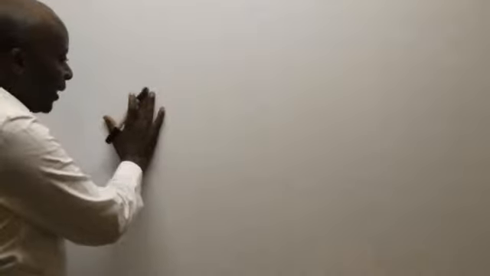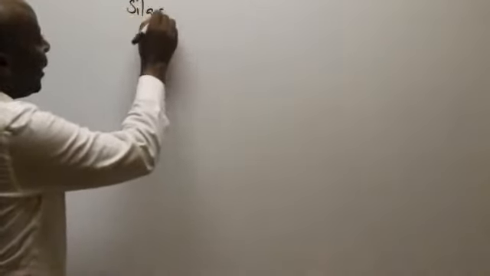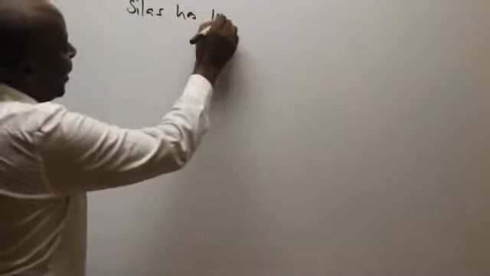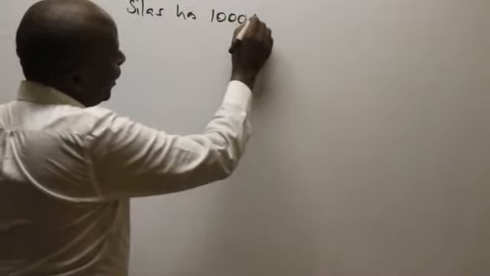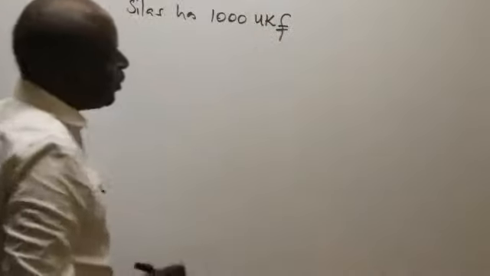Before I start on where exactly we left yesterday, but you must write this. This is an important recap, a practical area recap. So if, for example, we have here Bwana Silas. Silas has, in this case, 1,000 UK pounds in his pocket.